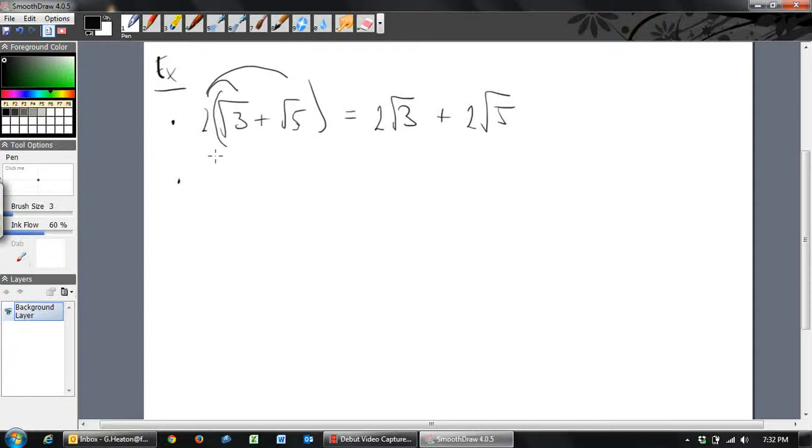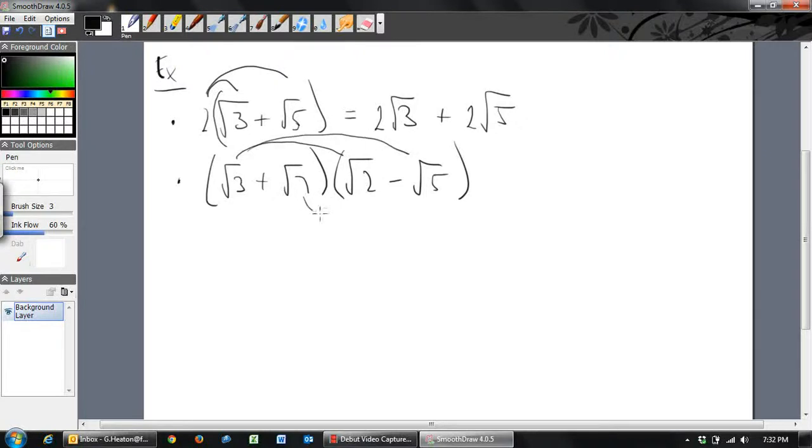If you've got some other situation where you've got, like say, (root 3 plus root 7) times (root 2 minus root 5), something like that, again, it behaves exactly like algebra. You multiply, you FOIL, you expand the brackets like such. Okay, so let's have a look at that. If we expand it, let's do it.